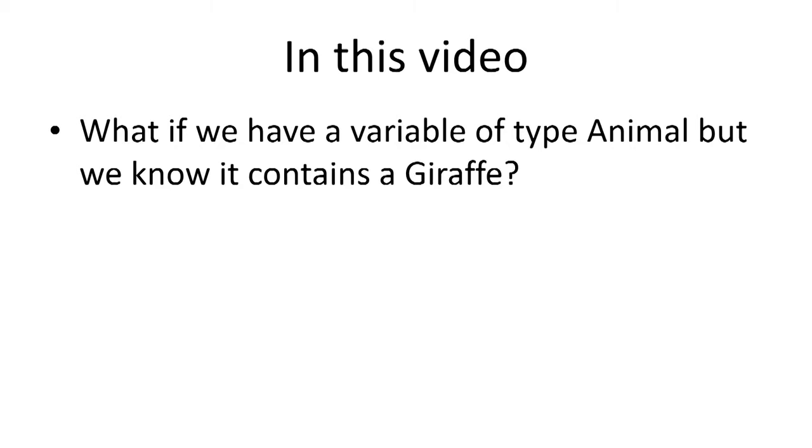In this video, we're going to follow up on some stuff that we talked about in the previous video. In the previous video, we saw that if you have a value of a more derived type, then you can assign it to a variable of a less derived type. So if we have a giraffe in hand, we can assign that thing to a variable of type animal. The question that I want to consider in this video is, okay, suppose we're in that situation. Now we have an animal in hand. We know that it's really a giraffe, but how do we treat it as a giraffe?